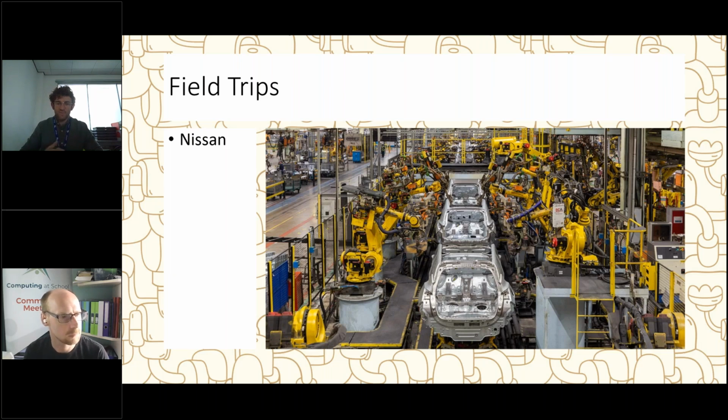It really brought what they were learning into the real world. And it was incredibly interesting, if incredibly noisy, day out, which was great.